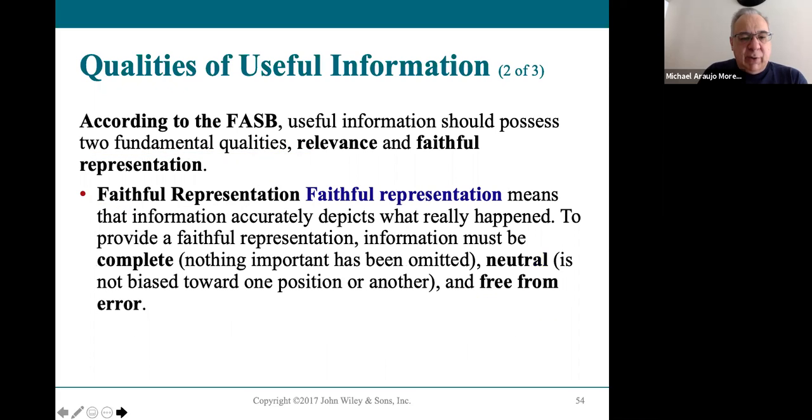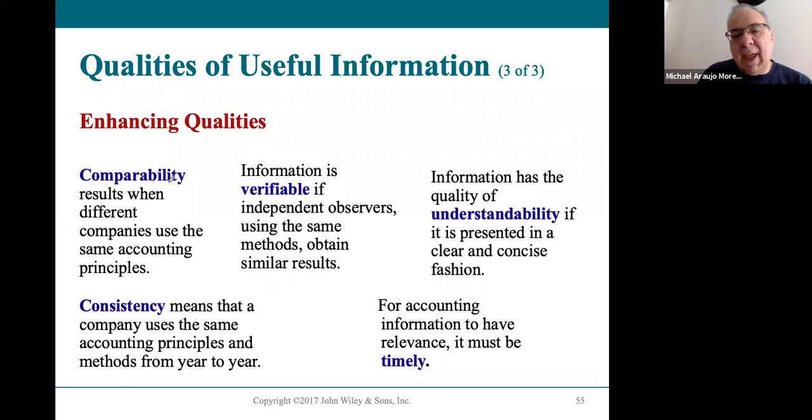The other part that's really important is it has to be accurate. Faithful representation means you have to have a complete record. It has to be free from error, right? It can't be biased information. It has to be as is. So those are fundamental qualities of all accounting information, and that's important to sort of understand how it's done.